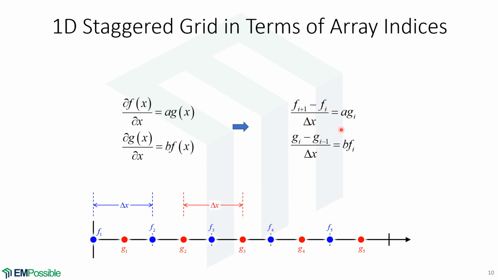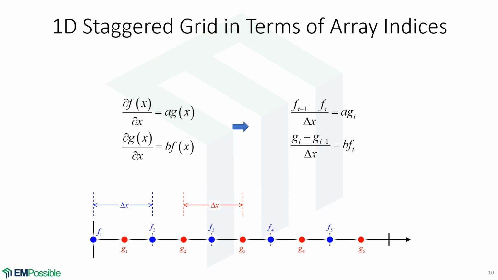So our first differential equation, we have f at the next cell minus f in the i cell divided by delta x equals a g sub i. Down here, the finite difference looks a little bit different. Now it's g in the same cell minus g from the previous cell divided by delta x is b times f sub i. Let's look at that on the grid. So let's say we would like to take the derivative of f, and that finite difference will exist at the midpoint. So it's f from the next cell minus f from the previous cell divided by the spacing delta x.